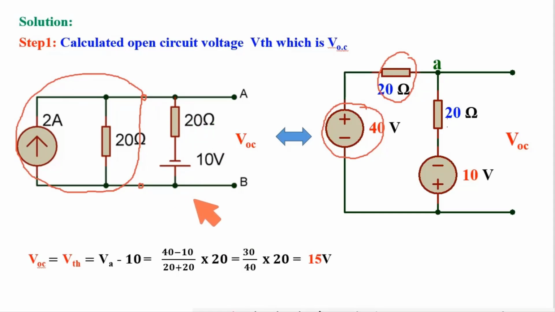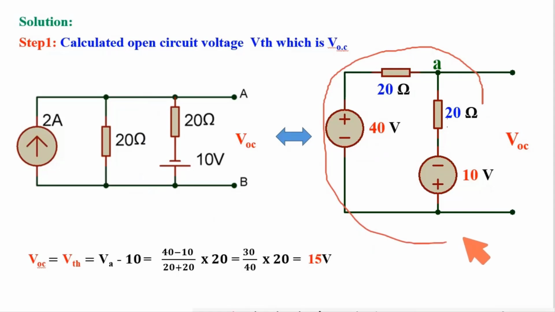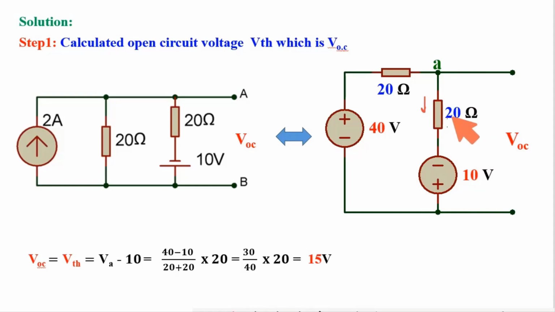The rest of the circuit is the same. So ultimately I got this circuit which is equivalent to this left hand circuit. Now to find out this VOC, the open circuit voltage, the VOC is the potential at point A with respect to this point. So this is equivalent to this voltage source and voltage drop combination. If the current through this 20 ohm is flowing in this direction, then the potential drop will be positive here and negative here.